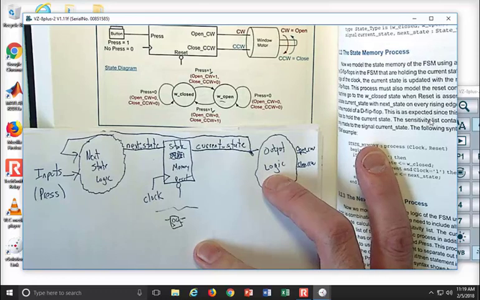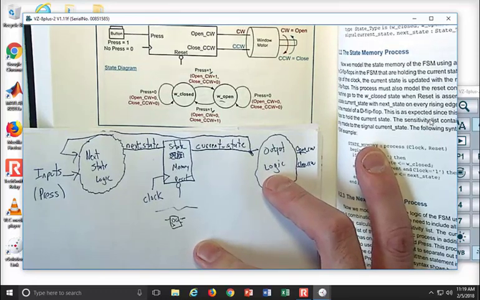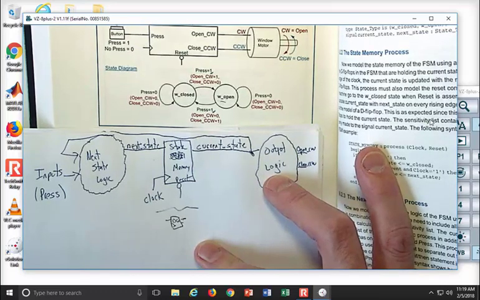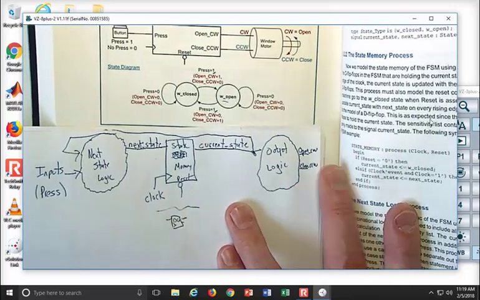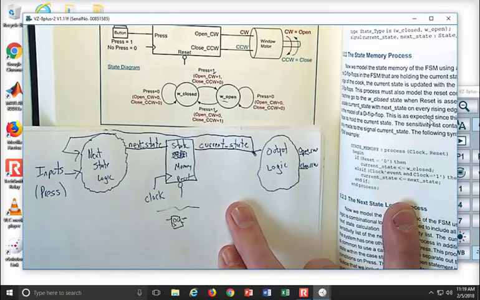And that's the difference between the Mealy and the Moore machine, if you remember that term. A Mealy machine looks at the current state and the inputs to produce the outputs, and a Moore only looks at the current state. So in this example, you don't even need to know whether it's a Mealy or a Moore. Tell me whether the outputs are based on the input press.